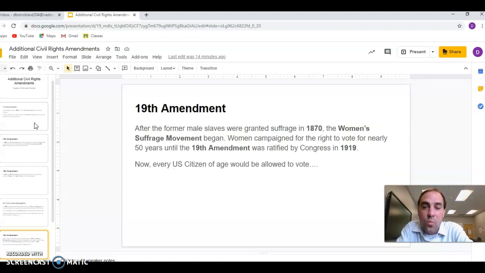Now we're going to look at the women's suffrage movement, because after the male slaves were given the right to vote, women began their movement to obtain that same right. It took them nearly 50 years and a lot of campaigning, but in 1919, the 19th Amendment was passed, and all people, women included, were now able to vote in a national election.